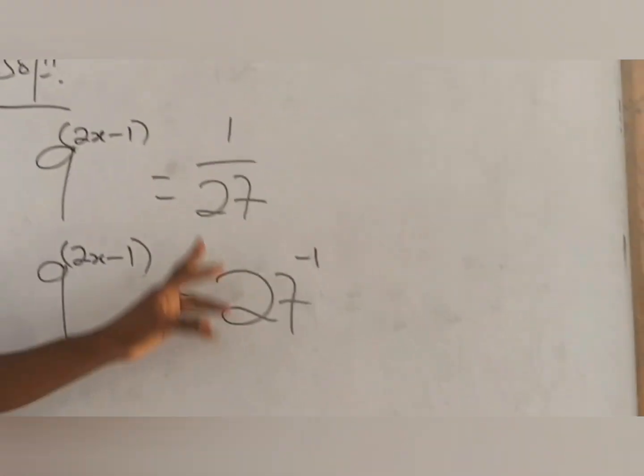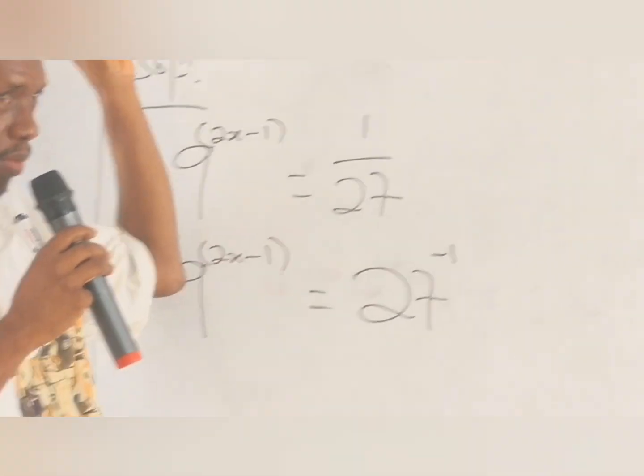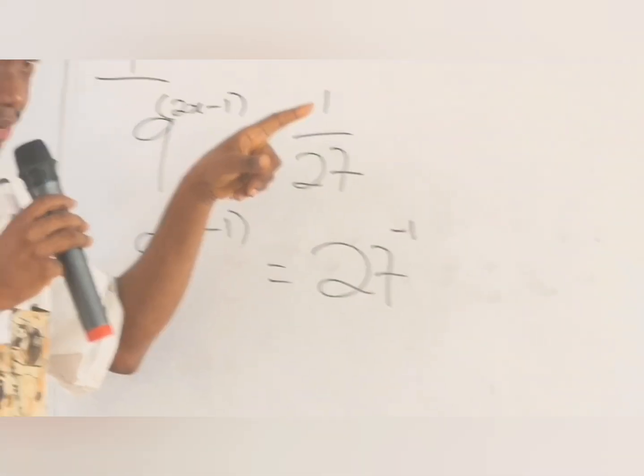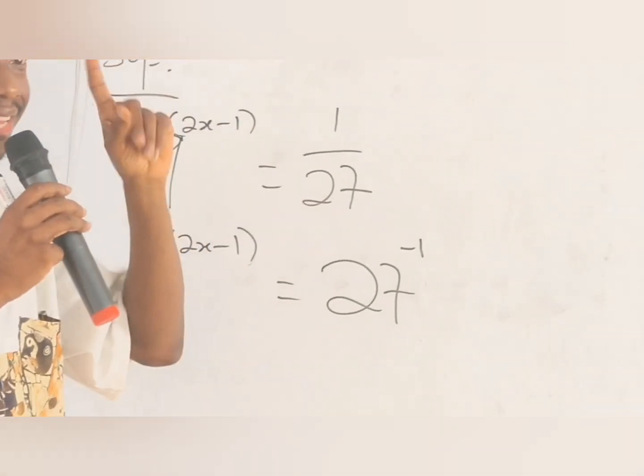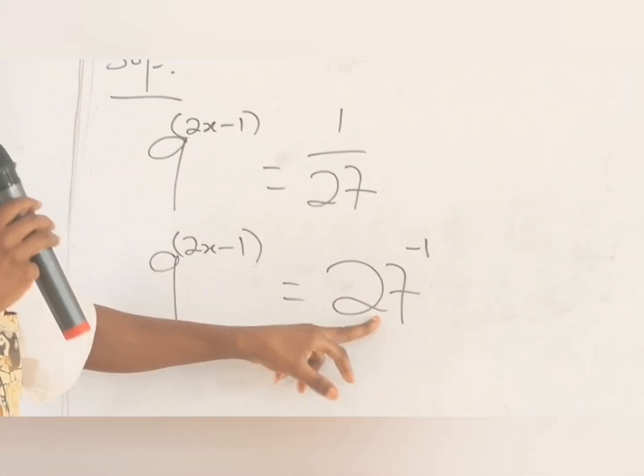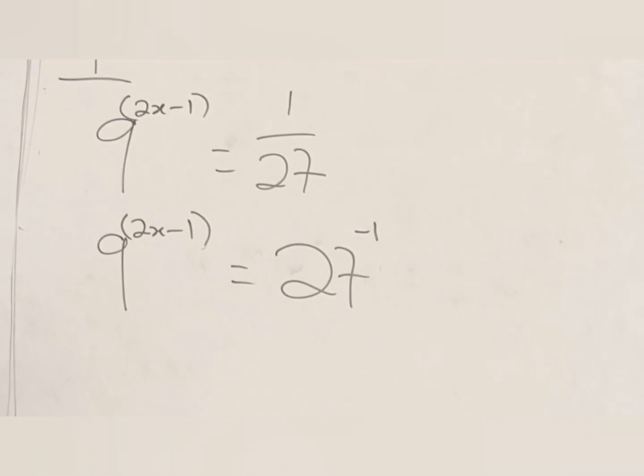Anytime you have, that's one of the properties we wrote, 1 over a, is that not it? It is equal to a to the power negative 1. So that is what we have just done. Are you all here? Yes.